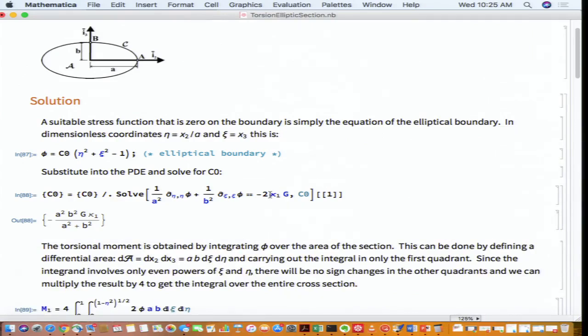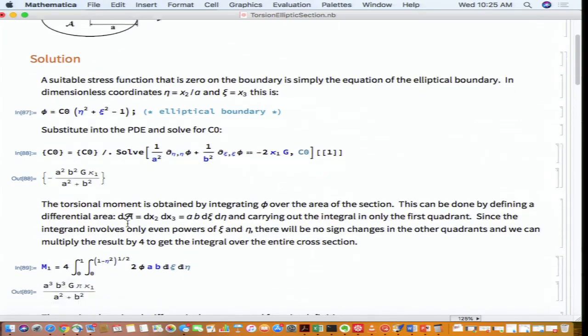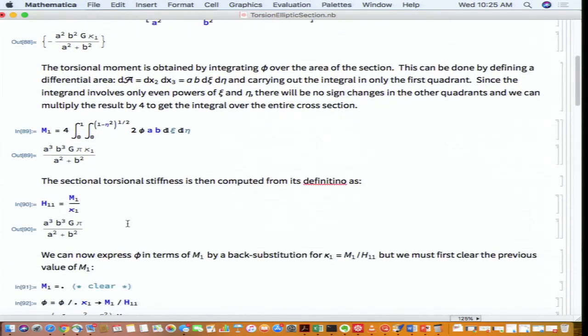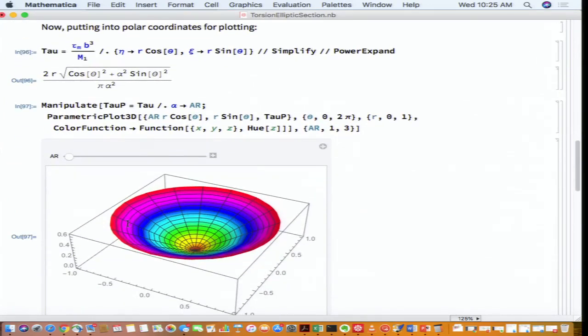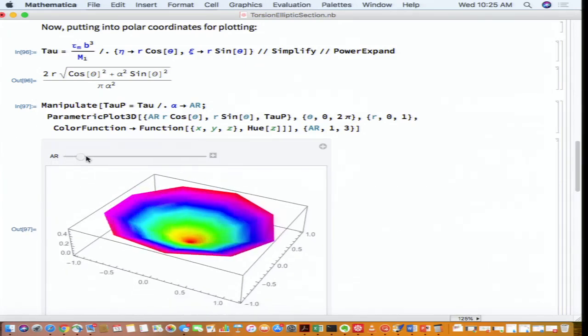Okay, so we have an elliptical cross section here with A as the horizontal dimension and B as the thickness, or half of the thickness, of the elliptical cross section. I think we derived these solutions in class, and I will not go through the solutions, but what I want to show is that you can plot the shear stress variation when you move from a circular cross section to an elliptical cross section. So this is just the aspect ratio which I'm increasing.